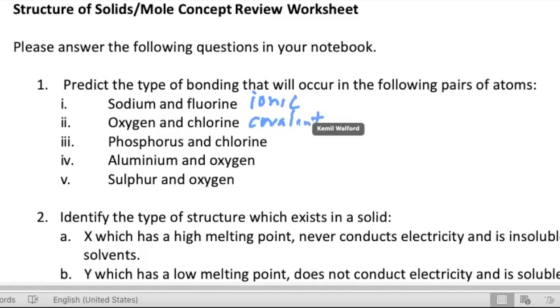Phosphorus and chlorine, also they are two non-metal elements. So that would be covalent. Aluminum and oxygen, metal and a non-metal. So that would be ionic. Sulfur and oxygen in the same group, group 6, those are two non-metals. So the bonding there would be covalent.